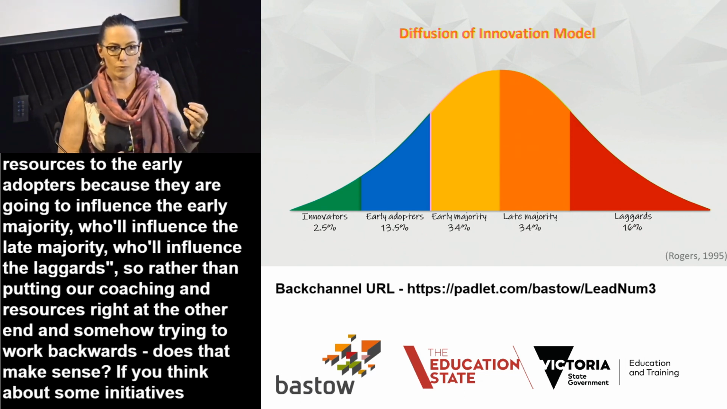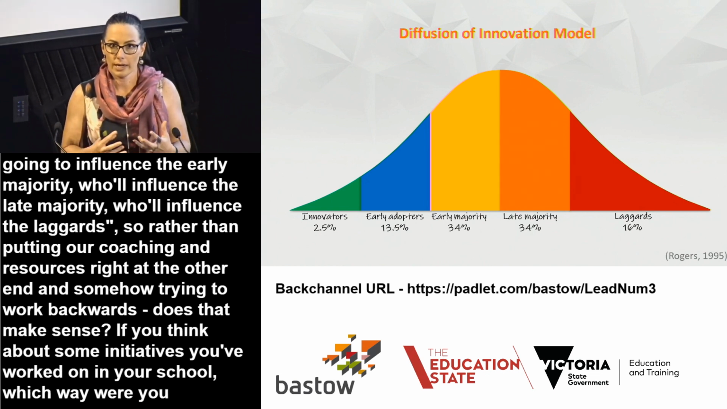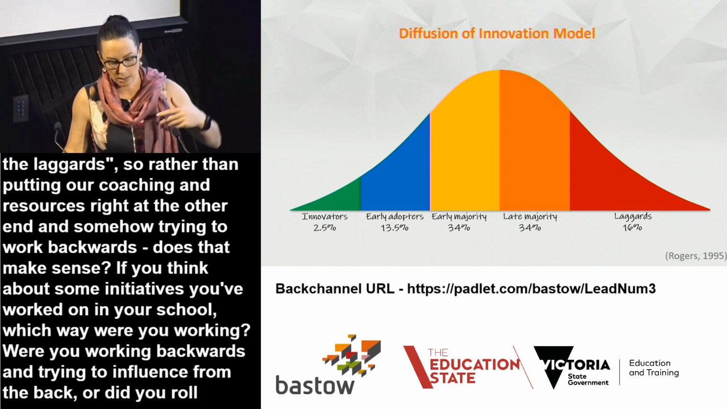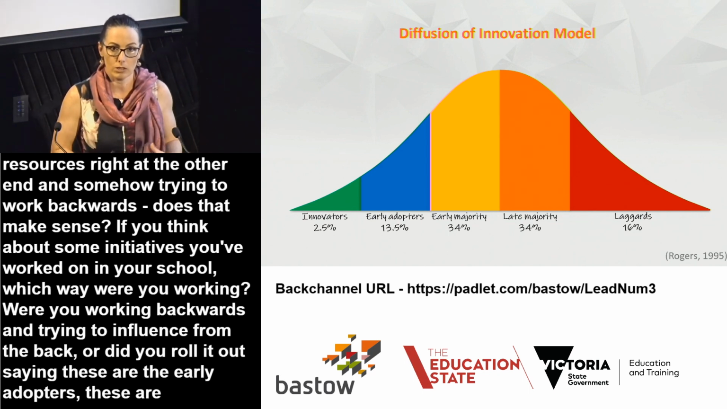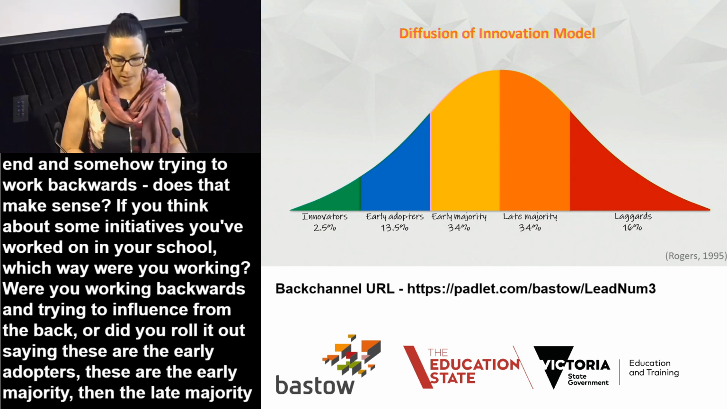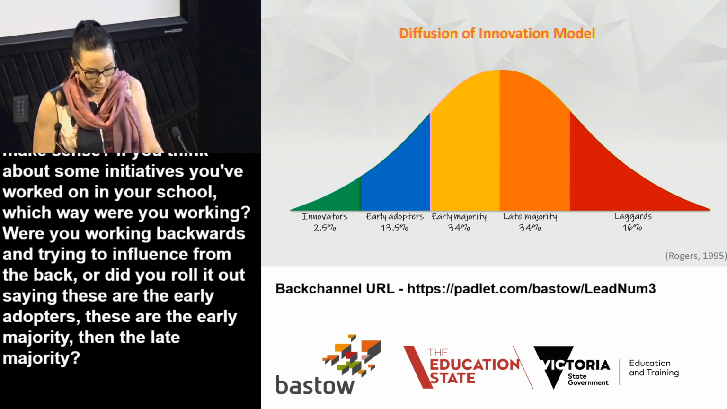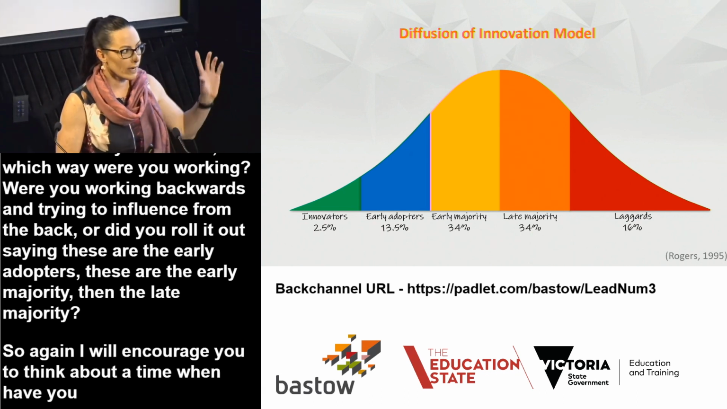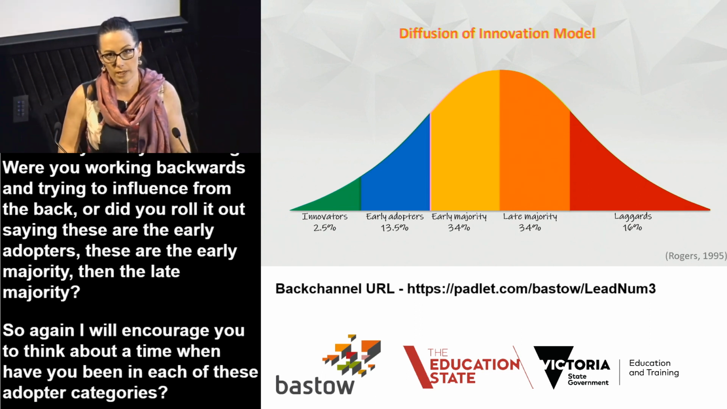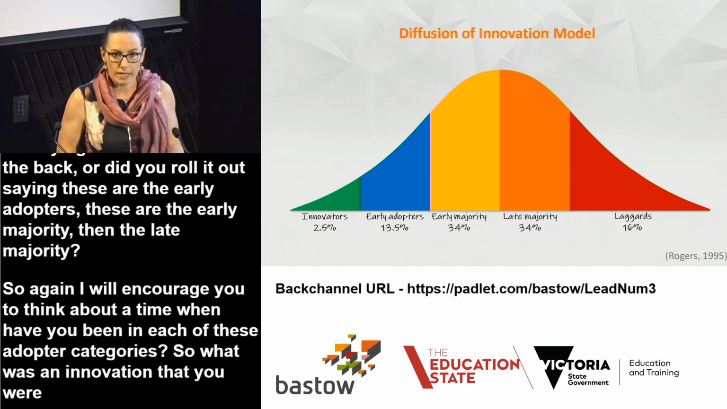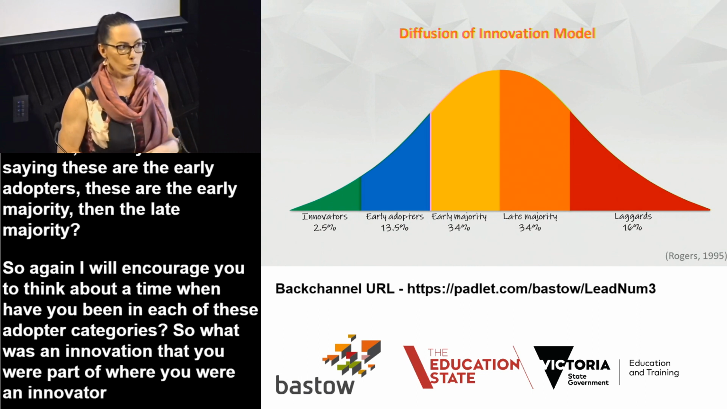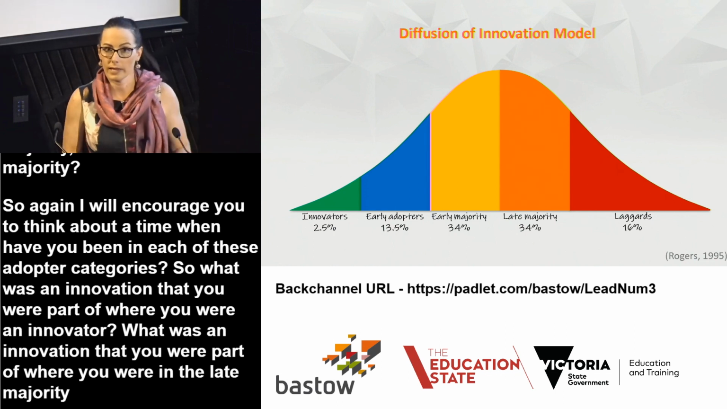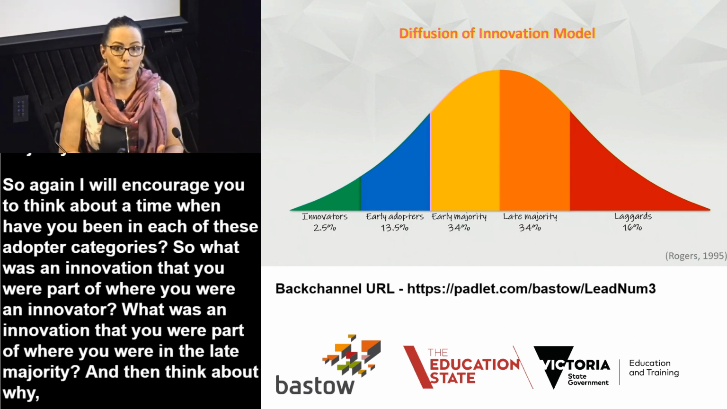If you think about some of the initiatives that you've worked on in your school, which way were you working? Were you working backwards and trying to influence from the back? Or did you roll it out saying, well, these are the early adopters, these are the early majority, then the late majority? Okay, so again, I will encourage you to think about a time, when have you been in each of these adopter categories? So what was an innovation that you were part of where you were an innovator? What was an innovation that you were part of where you were in the late majority? And then think about why.